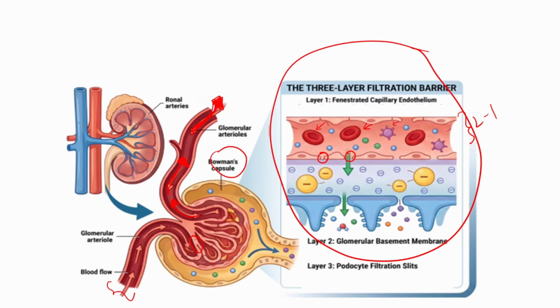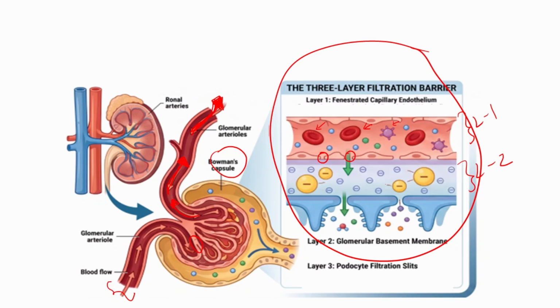Directly outside this endothelium, we position layer 2, the glomerular basement membrane, or GBM. This crucial middle matrix consists of a dense network that is intensely negatively charged, creating an electrostatic barrier that actively repels negatively charged serum proteins like albumin, thereby excluding them based on charge.